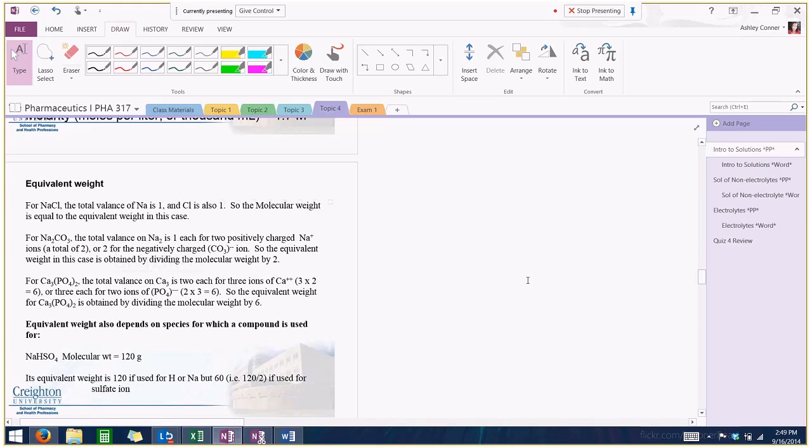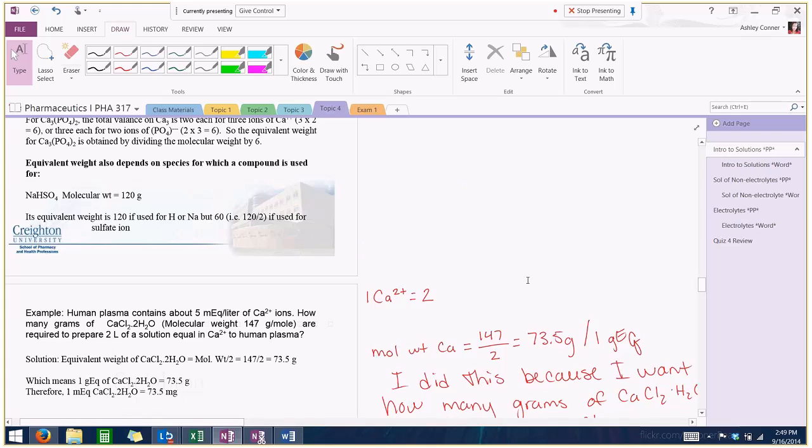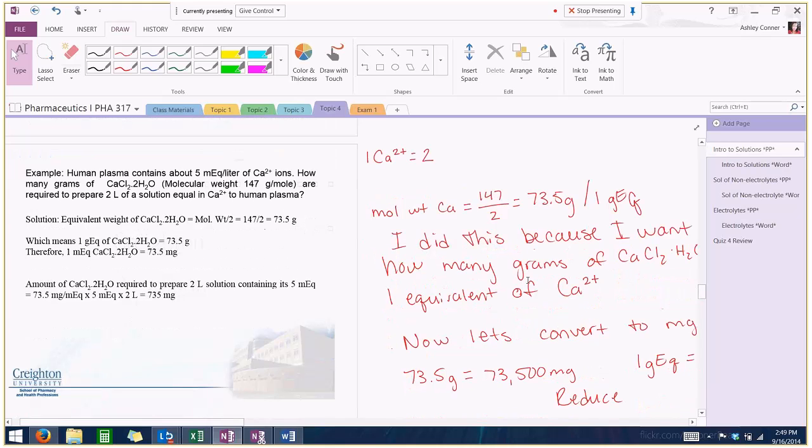Equivalent weight, I feel like, might be the most difficult part of this. If you've never worked with milliequivalents, you will work with it a lot in pharmacy, particularly potassium. If you don't work in a pharmacy, or if you do, I'm sure you've heard of potassium 10 milliequivalents or 20 milliequivalents. You will see that a lot.